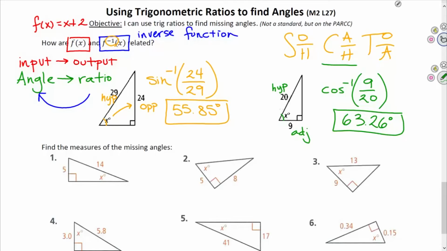There are some more problems down there that you can try if you want, but that's the basic idea of these inverse trig functions going from ratios back to angles.